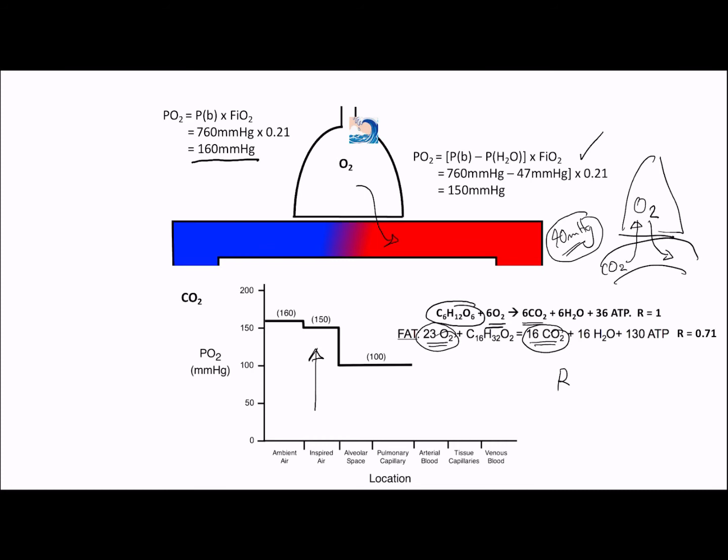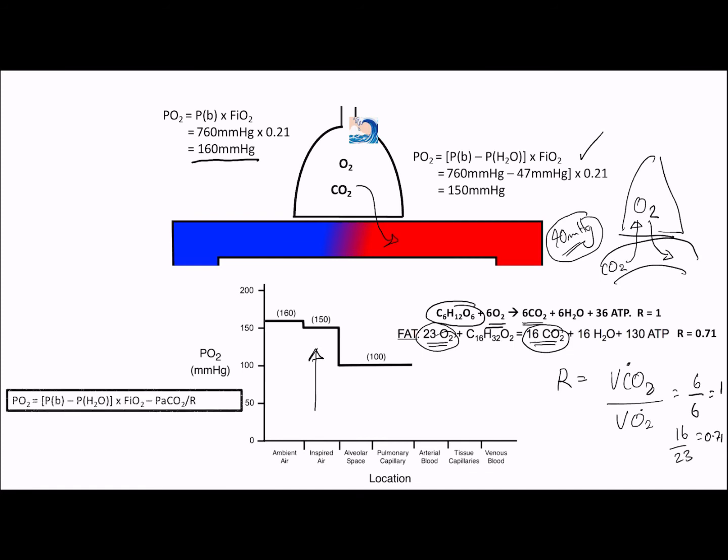And the respiratory quotient is simply the amount of carbon dioxide produced, VCO2, over the amount of oxygen consumed. So for glucose, that equals 6 upon 6, which equals 1. For fat, that equals 16 upon 23, which equals 0.71. And you can see the dilution of alveolar air by carbon dioxide. And this is the equation here.